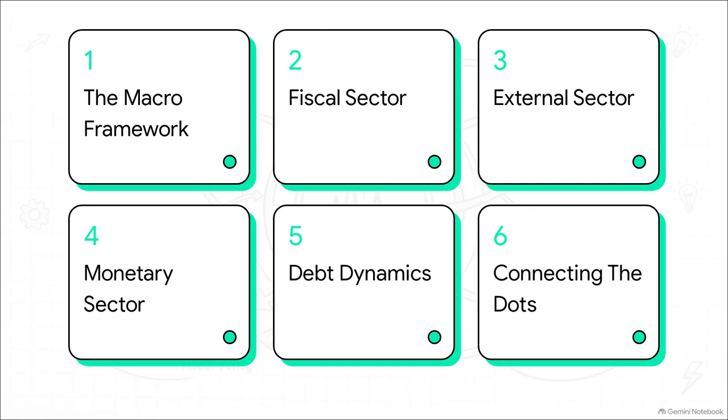We'll start with the macroeconomic framework explained, then move into the fiscal sector, looking at revenue and spending. After that, the external sector and its global connection, followed by the monetary sector where we track the money. Finally, we'll cover debt dynamics and sustainability, before connecting all those macroeconomic dots at the end.